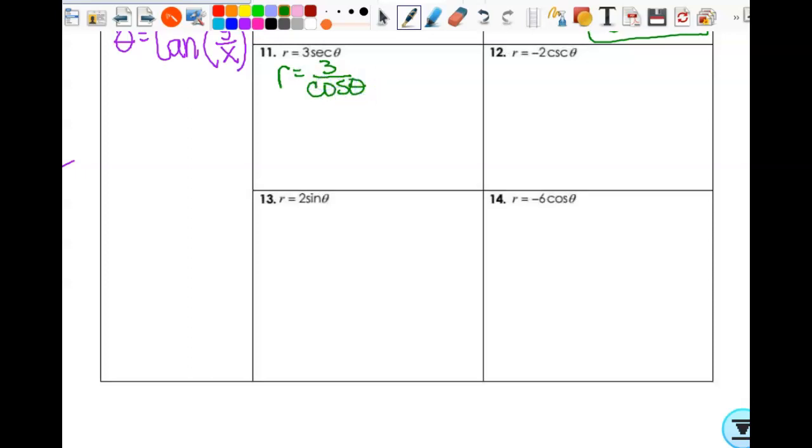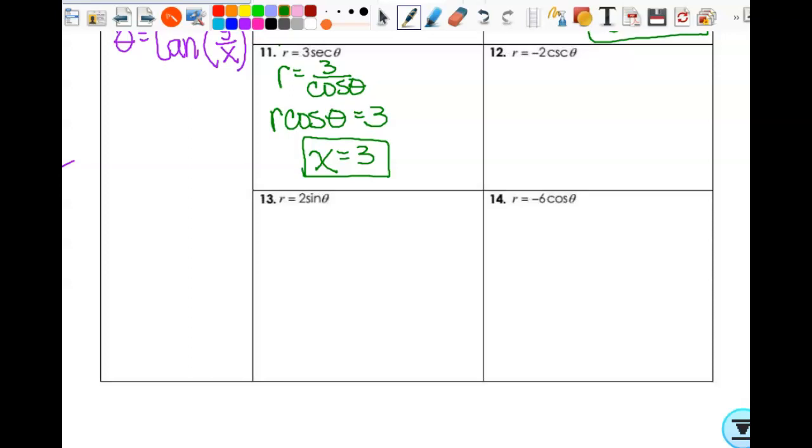And I don't get to just straight up replace cosine. I have to replace r cosine, yes? Can I get r cosine out of this somehow? Yep. Multiply both sides by cosine. I get r cosine theta equals 3. What is r cosine theta? X. X equals 3. This is a vertical line, just like this is a vertical line.